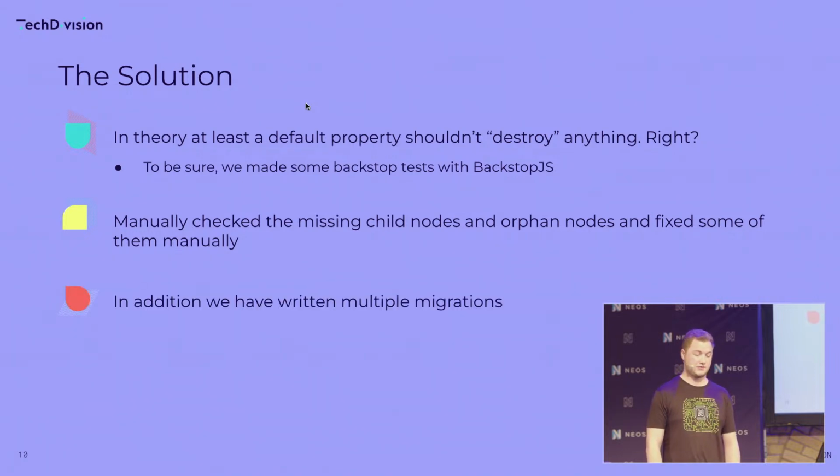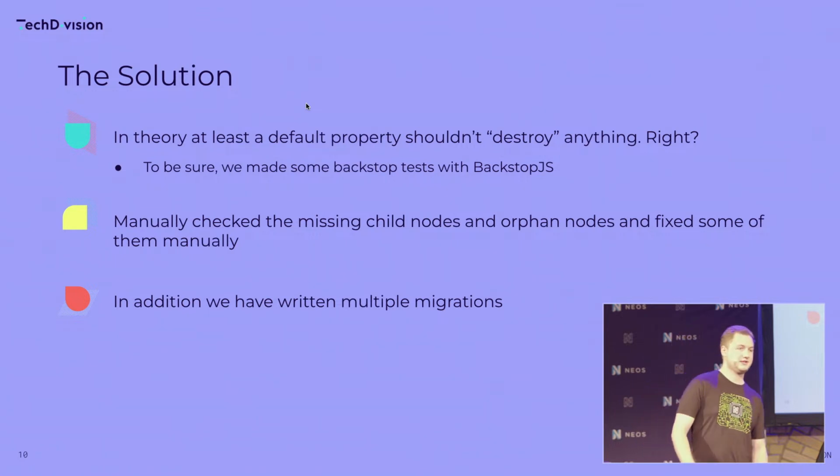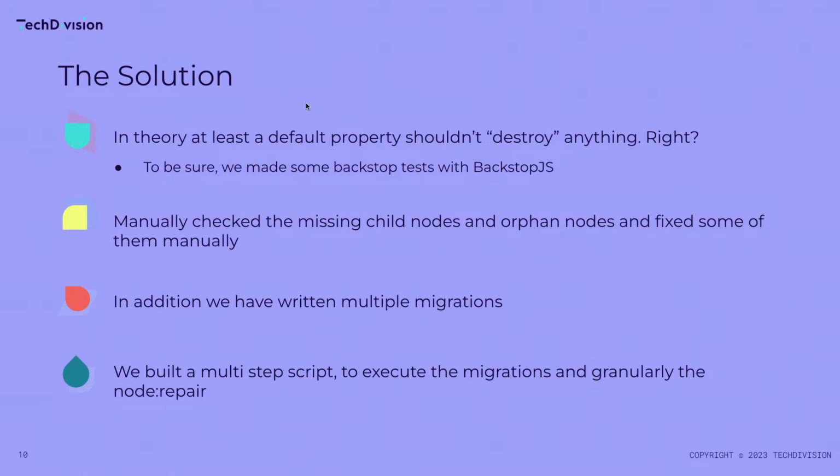But in addition, we also wrote custom node migrations just to get this problem into a more manageable state and to clearly see what the problem is and to decide by ourselves what we want to do with the orphan nodes and so on. In the end, it was a multi-step script to execute the migrations as granularly as possible and to execute the node repair in multiple steps, because there were also edge cases involved where you can't run the node repair because the child node is missing, but the child node can't be created because the parent node is invalid and so on. So with this multi-step script, we managed to get the content repository into a clean and manageable state again.